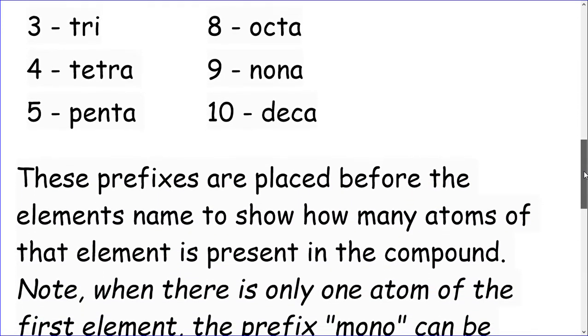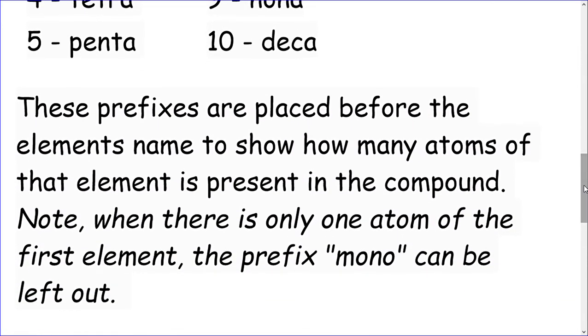These prefixes are placed before the element's name to show how many atoms of that element are present in the compound. Note that when there's only 1 atom of the first element, the prefix mono can be left out. That's an extra rule when we're naming these things. It's basically one of the few rules with molecular compounds: when there's only 1 atom of the first element, we can leave out the term mono.